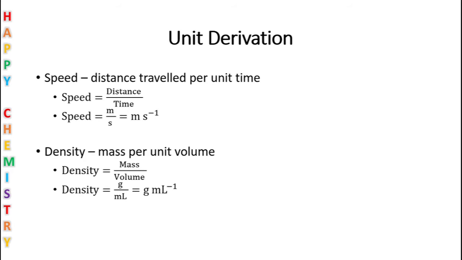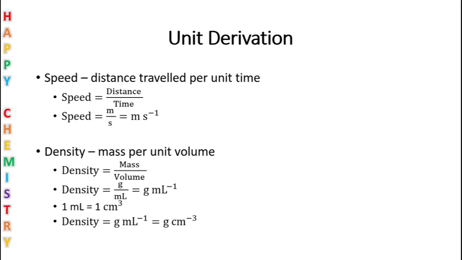And 1 milliliter is equal to 1 cubic centimeter. Therefore, grams per milliliter can be expressed as grams per cubic centimeter. And all these units are derived from base units.